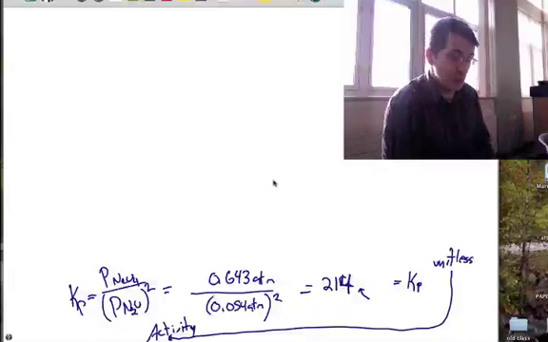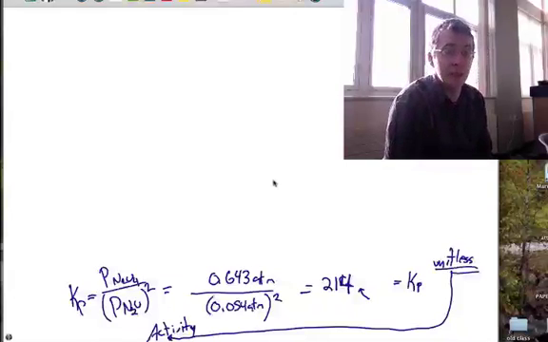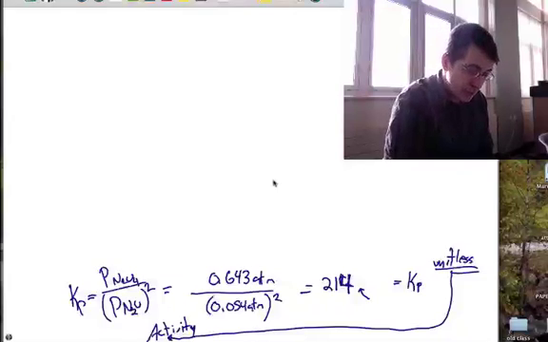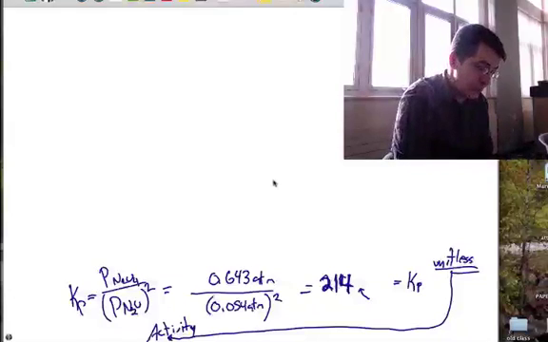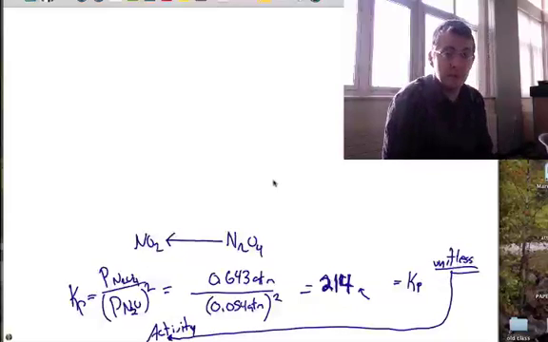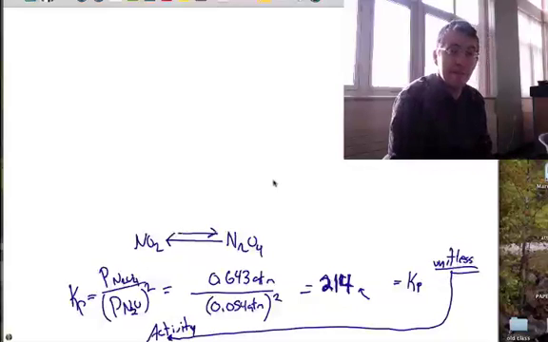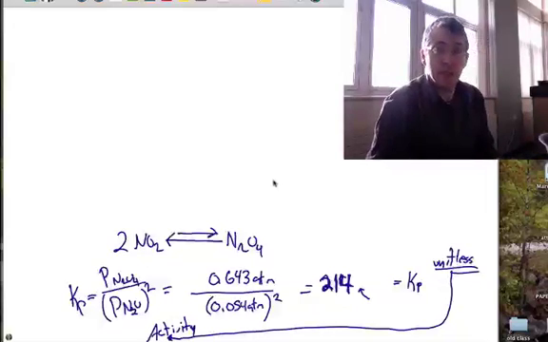And so for most things that we'll be doing, activity will be equivalent to concentration, so we traditionally write it as a unitless quantity. This gives us our equilibrium constant. Notice we started with nothing but N2O4, and then the reaction progressed backwards to produce NO2, and then it reached equilibrium, eventually stabilizing. So this would represent the equilibrium constant for that system.